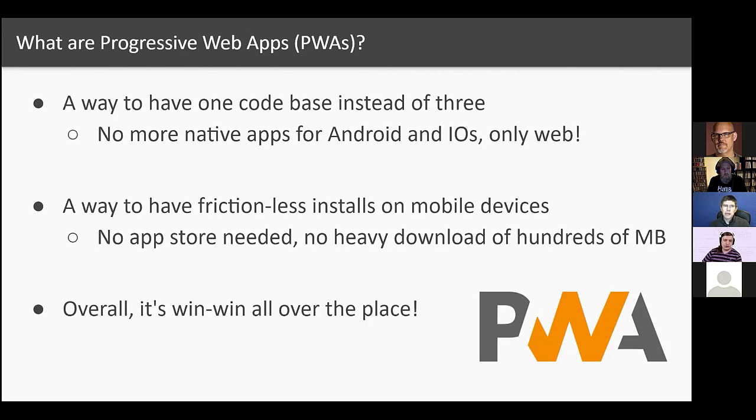The two main reasons why people would use progressive web apps is that you write your code only once, not 3 times. So you don't have to maintain 3 different code bases, and it's easier to install. There's less friction. It's more natural to get into a progressive web app than to get into a store and then download something. So the idea is really win-win all over the place.